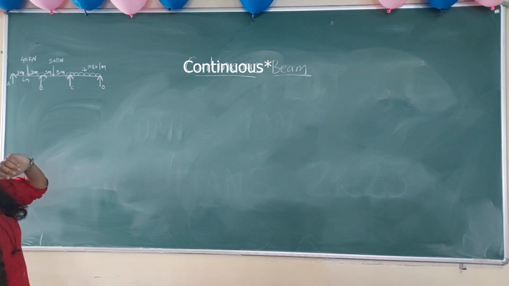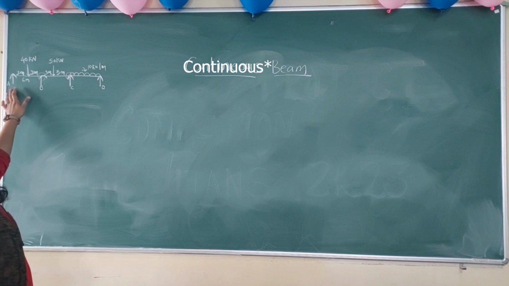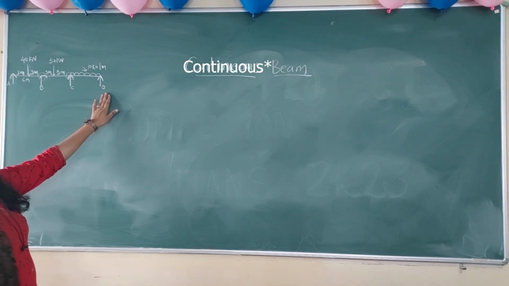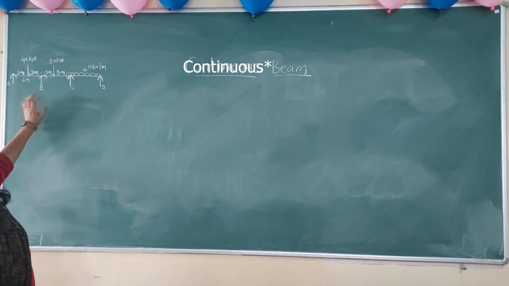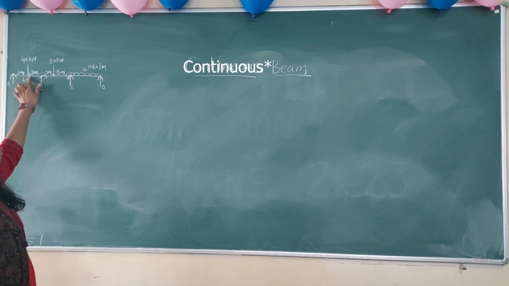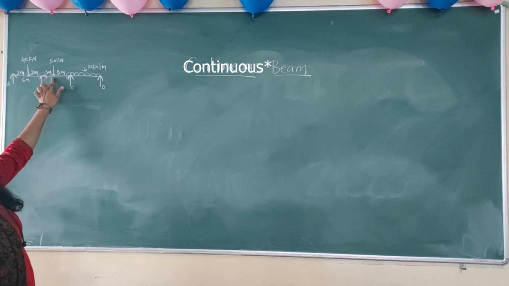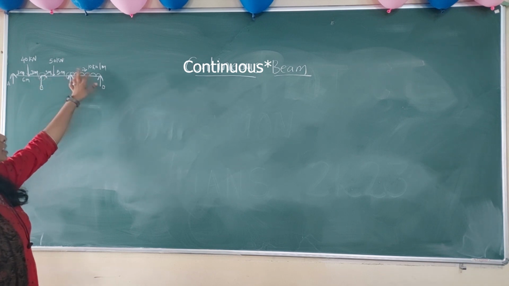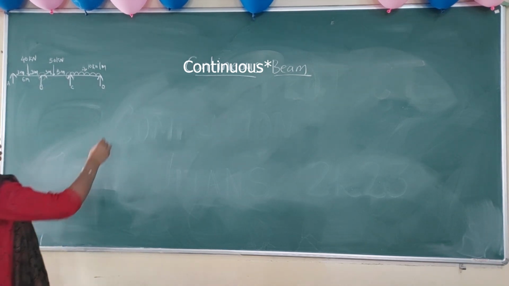Let's start with one numerical problem. This is a beam ABCD, which is supported on four supports, simply supported. AB is subjected to a center point load, BC is subjected to an eccentric point load, and CD is subjected to UDL. Okay, let's start.